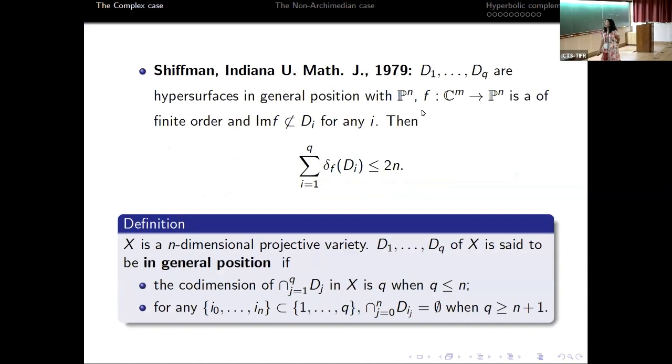The first result in that direction is a finding by Shiffman, and he considered d_i hypersurfaces in general position, and f here needs to have finite order and also be non-degenerate with respect to any hypersurface. And I will tell you what general position means.